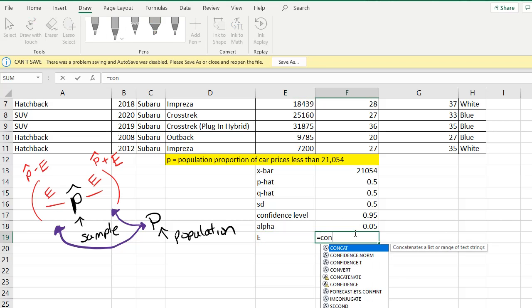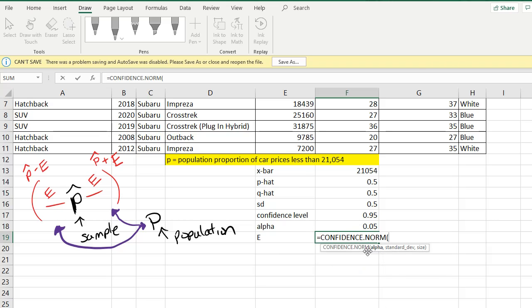So E equals confidence. Now, confidence intervals for proportions are always Confidence.Norm. We don't use Confidence.T for proportions. Okay? Alpha, just click on that cell. The standard deviation we found was the square root of P hat times Q hat. The size is the sample size, which is 10. Close parentheses and press enter.